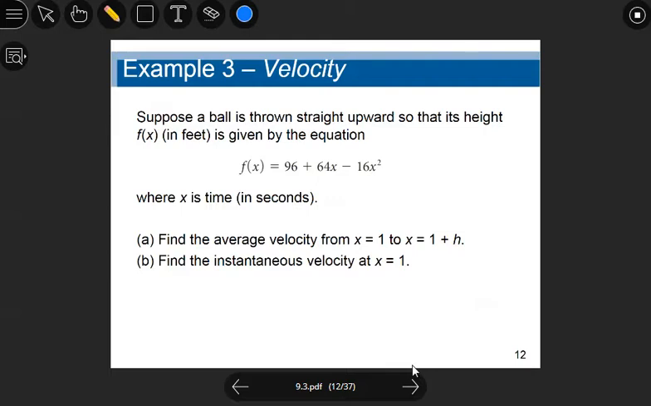So first we are going to discuss a motion of a ball that has been thrown straight upward. Suppose a ball is thrown straight upward, so that its height f of x in feet is given by the equation. This is the given equation. f of x is equal to 96 plus 64 times x minus 16 times x to the power 2, where x is time in seconds. So first you need to find the average rate of velocity. So it is the average rate of change from x is equal to 1 to x is equal to 1 plus h.